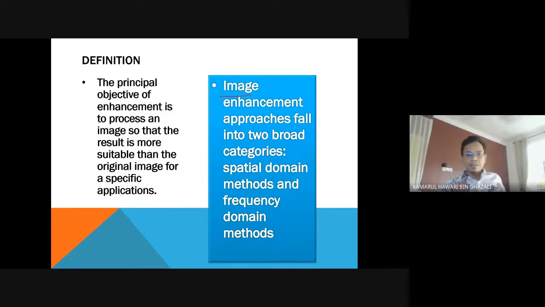What is image enhancement? By looking at the term, it is self-explanatory. We want to enhance the image. The principal objective of image enhancement is to process an image so that the result is more suitable than the original. We enhance the image because the image that we got is not good, right? It's not clear, it's difficult to see the defect, for example, for certain applications. So we have to do image enhancement in order to get a good image. Then we can perform the next task, the next method. If you don't get a good image, then how are you going to perform the next step?